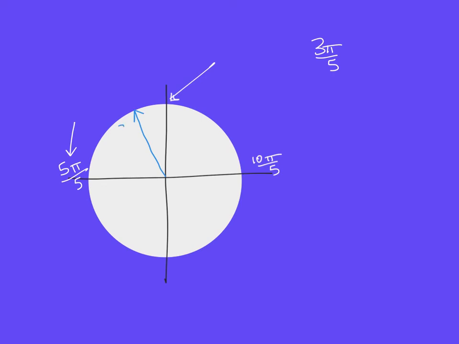It's over here somewhere, 3 pi over 5. So when I try to figure out this reference angle, you just have to ask yourself, how much more do I have to go from 3 pi over 5 to get all the way here to 5 pi over 5? And that reference angle would be 2 pi over 5.